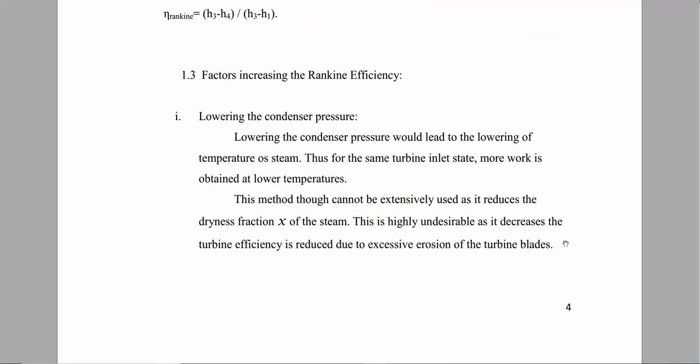Now we will discuss the factors increasing the Rankine efficiency. First, lowering the condenser pressure. Lowering the condenser pressure would lead to the lowering of the temperature of the steam. Thus, for the same turbine inlet state, more work is obtained at lower temperature.